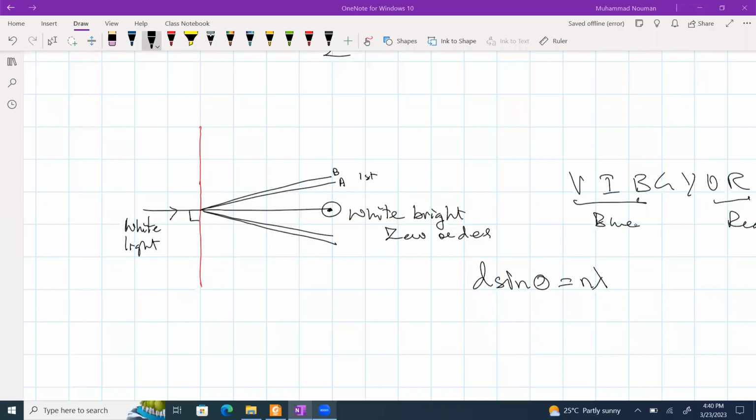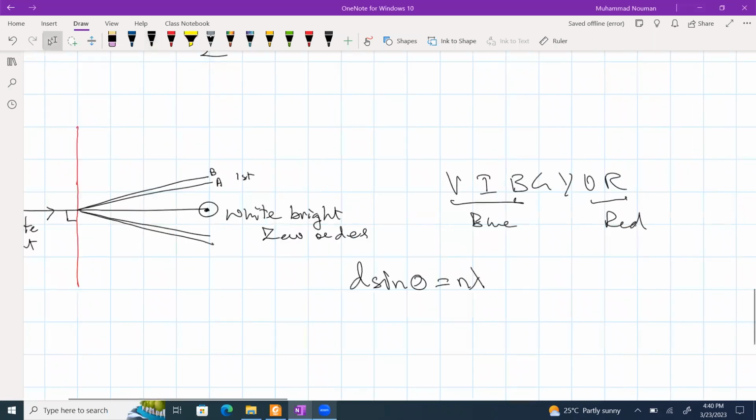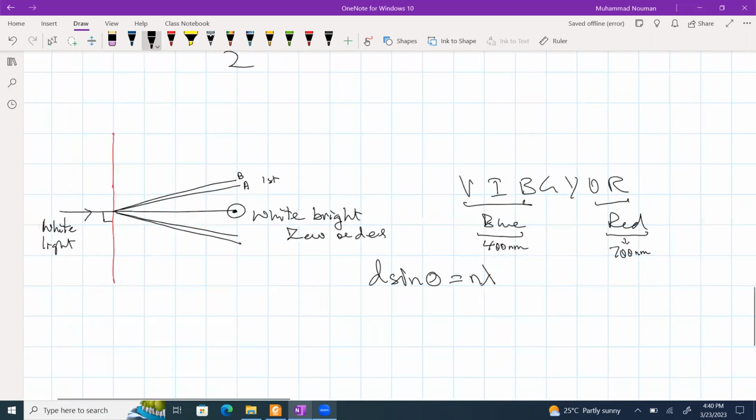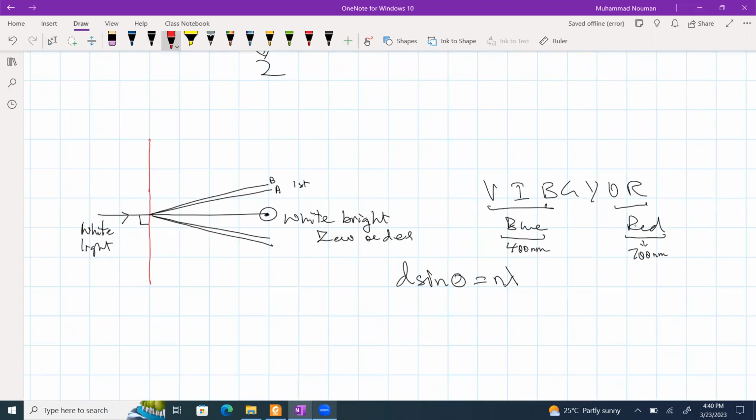See, this is the formula d sine theta equals n lambda. And we discussed here that the estimated wavelength of blue is 400 nanometers and the estimated wavelength of red is 700 nanometers. Now, you know, A has a smaller angle than B. What we can do is find out the relationship between angle and lambda. Then we will be able to understand whether A is going to be blue or red.